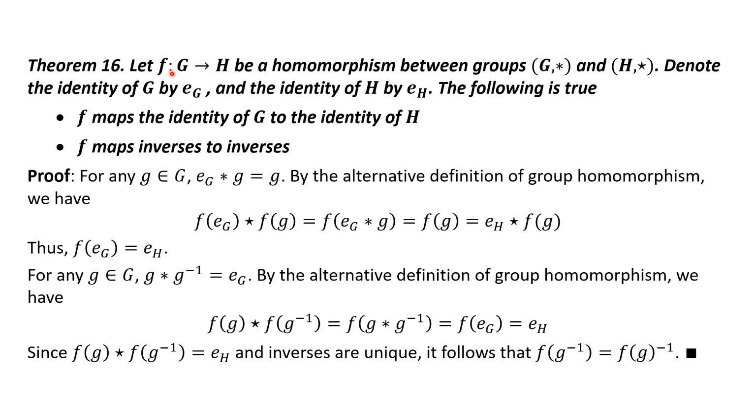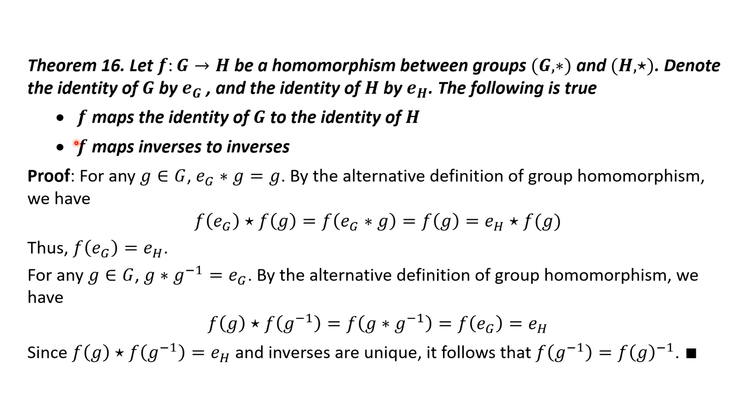Let f be a homomorphism between groups G and H. Let e_G be the identity of G and e_H be the identity of H. Then we have that f maps the identity of G to the identity of H, and f maps inverses to inverses. So this is the structure preserving property of a homomorphism that I mentioned on the previous slide, or should I say properties.